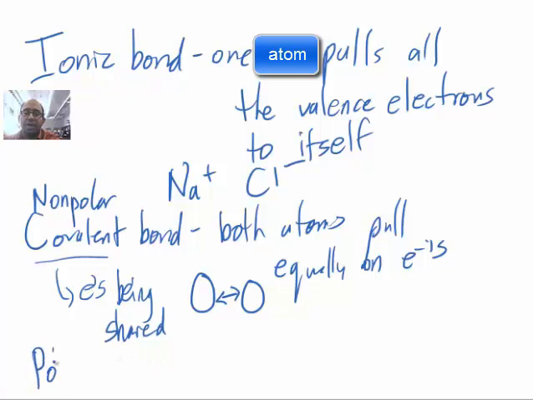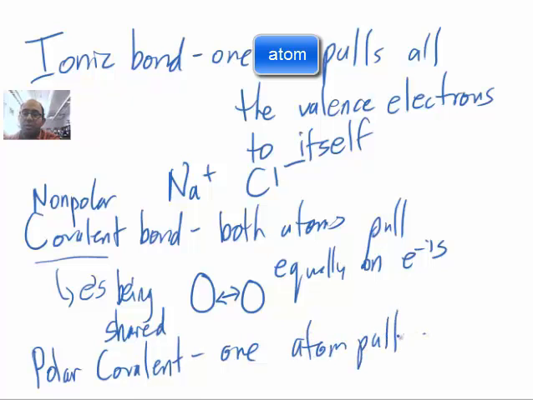The third kind of bond is a polar covalent bond. And this is when one atom pulls the electrons slightly more than the other.